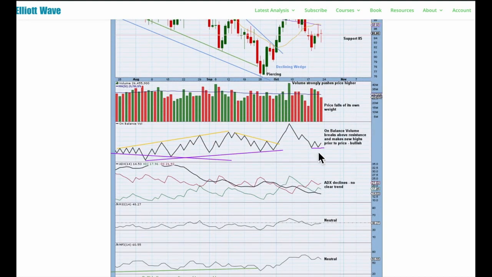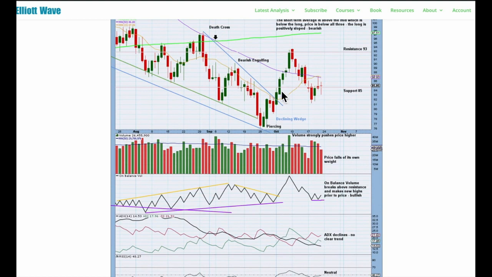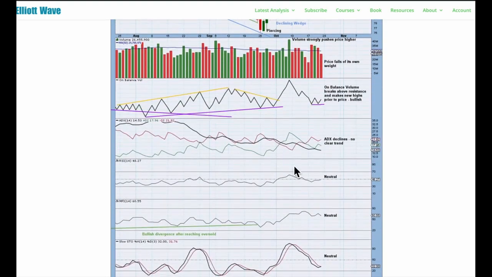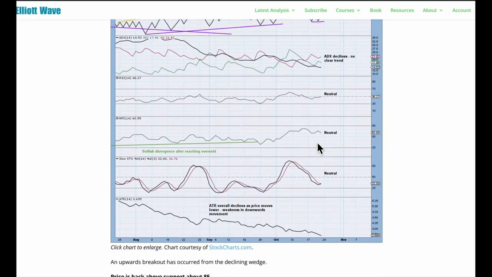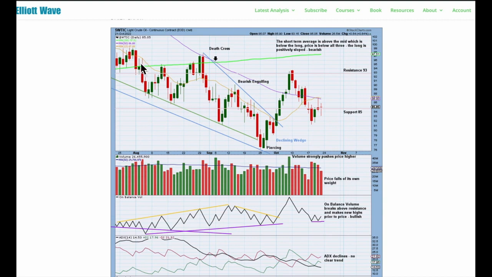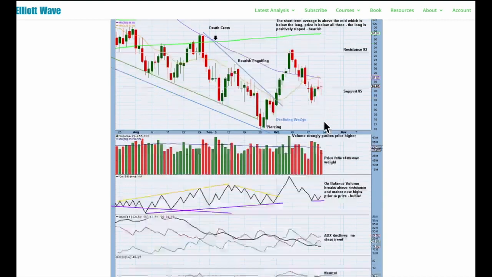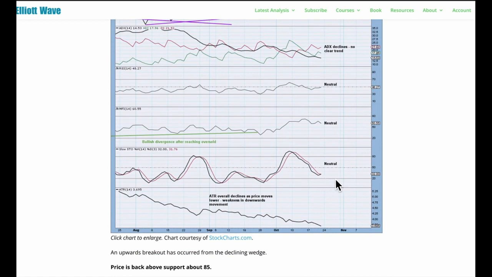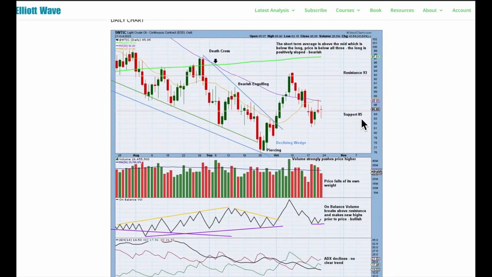On balance volume broke above resistance, and it made new highs prior to price. As price is making highs here, at the corresponding point between price and on balance volume, on balance volume is making higher highs, price is failing to make corresponding highs. This divergence is bullish from on balance volume. ADX declining, there's no clear trend at the daily chart level either. RSI, money flow and stochastics all neutral. So price is swinging from resistance to support and back again. There's a downward swing. Stochastics hasn't quite reached oversold. Price is moving lower, but support about 85 is holding. Further support below there about 77, 78, around about this prior swing low.